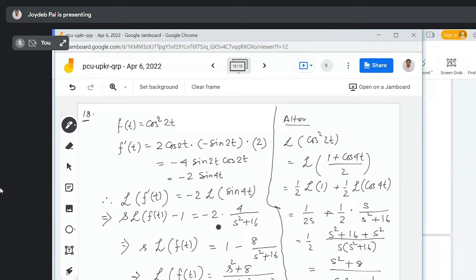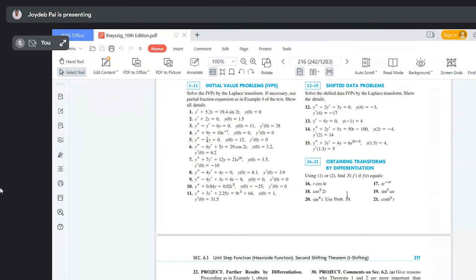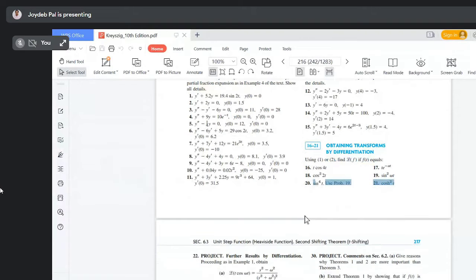Any doubt? Which one is easier? Sir, the second one. So if it is asked to find Laplace transform of cos square 2t, then you can apply the second. But if they ask to use differentiation, to find the Laplace transform of this, then you have to apply the first. No other way. Similarly, you do for cos hyperbolic square t and sine square, same as cos square, sine square. Also, you try problem number 20.